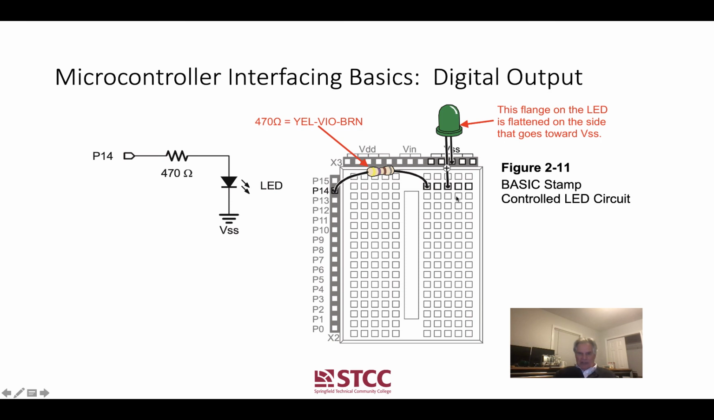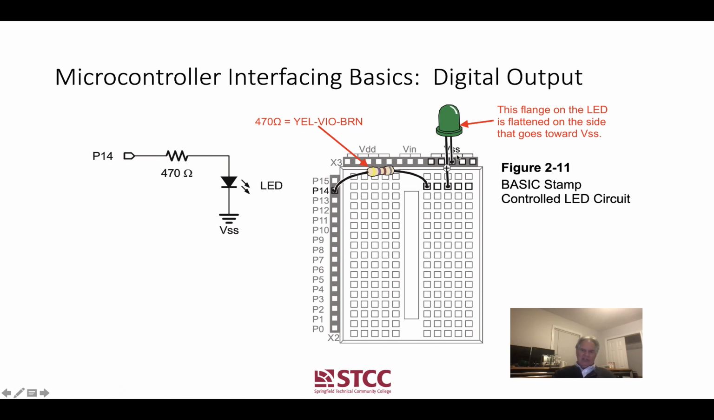Now in the pictorial diagram here, I made this note with an arrow pointing to the back side of this LED. The LEDs have this little flange that runs around the bottom of the LED. On the side of the LED that is the cathode, the part that's intended to go toward VSS, that flange is flattened. You can roll it with your finger on a desk and tell when you've reached the flat side, or if you look at it carefully, you can definitely see it. That's how you know which side of the LED goes to VSS.